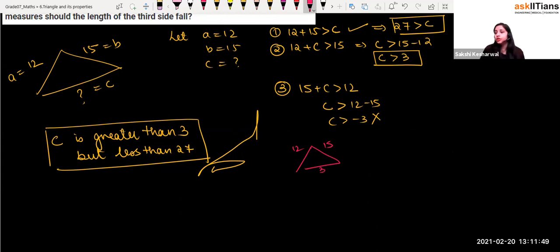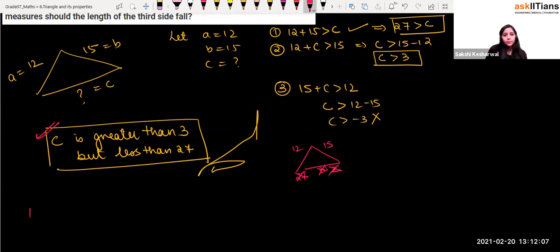A triangle cannot be formed. If I'm going to take 2, 12 plus 2 is what? 14. 14 is less than 15. Again, I cannot take 2. Now let us suppose I'm taking 27, right? So it will be what, beta? 12 plus 15 will be what? 27, and 27 cannot be equal to 27. That is the reason we got.